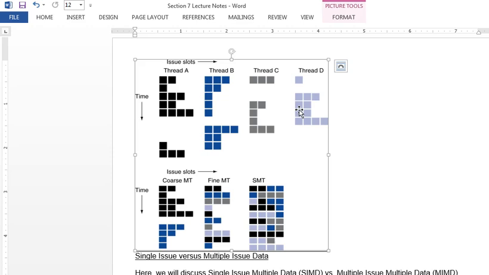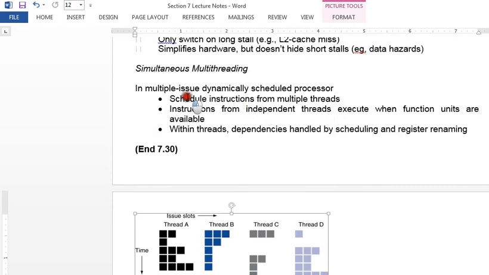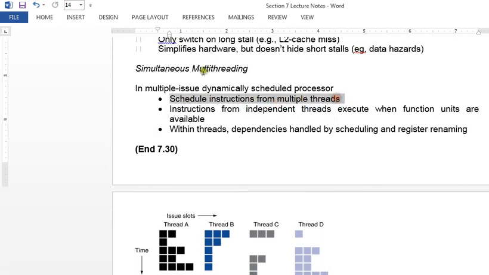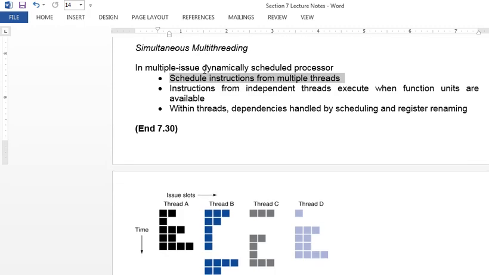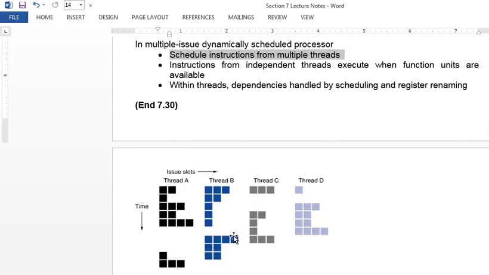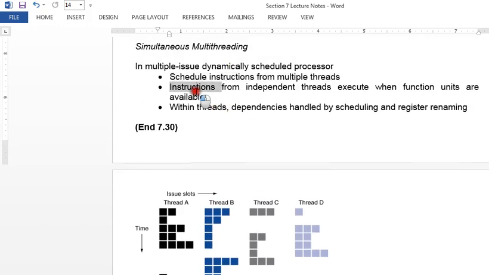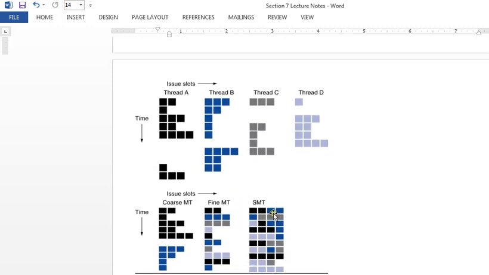That's working there. Now, simultaneous multi-threading is going to try to use all four as much as possible. So going back to the definition of simultaneous multi-threading, schedule instructions from multiple threads. So in coarse grain and fine grain, we're only doing one thread across the multiple processors. In simultaneous multi-threading, we're doing multiple threads if we have the processors to do it. So the whole goal is to try to use as much as possible here. So instructions from independent threads when function units are available, meaning that, for example, we have four, and the first thread has two from A, right? And then two from B. I mean, so we have three from B, but we only have four processors. So we're going to do all two from A, and then the first two from B.